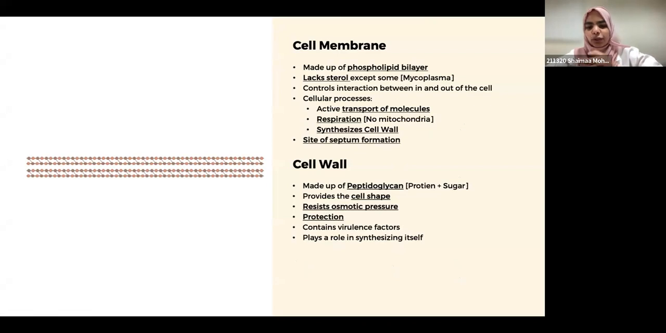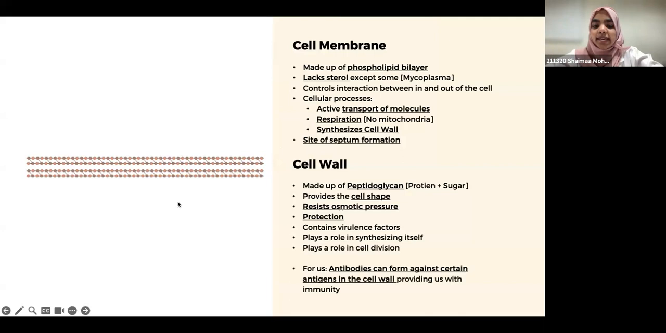And cell walls can also play a role in synthesizing their own self, the cell wall, and also in cell division, which makes sense because when you divide, the new bacteria has to also have its cell wall. Okay, and something that's beneficial to us is that sometimes the cell walls also contain antigens, and the body can form antibodies against these antigens, and we're able to have immunity against this bacteria. Okay, so that is for the cell wall.